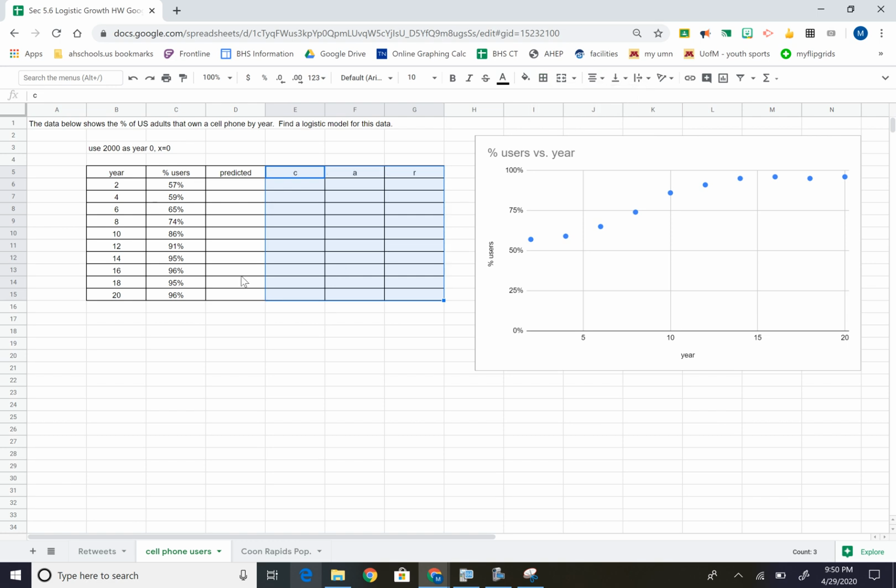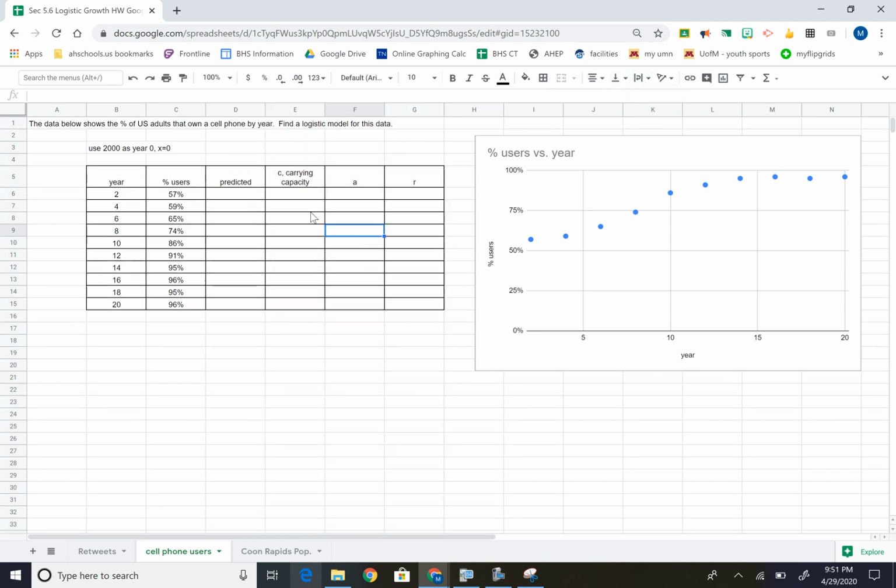I think it's kind of fun to try some different values and see what happens. All right, so I'm going to start off by completely guessing. So remember, C is our carrying capacity. So I'm just going to type C, carrying capacity, and make sure these cells here are word wrapping just so they fit in. Okay, so we have percent of cell phone users over years, and we can't get above 100% cell phone users. That's the maximum carrying capacity. So I'm going to type in 100.